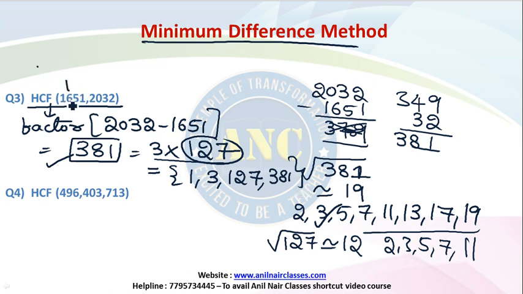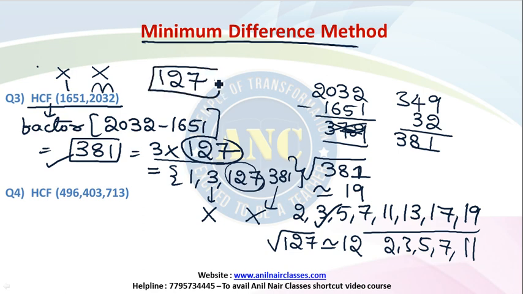Now check 1651: 1 plus 6, 7, 7 plus 5, 12, 12 plus 1, 13. This is not divisible by 3. For 2032: 2, 0, 3, 2, 2 plus 3, 5, 5 plus 2, 7. 7 is not divisible by 3. If two numbers are not divisible by 3, it cannot be divisible by 3. If number is not divisible by 3, how can it be divisible by 381? Answer for this question is 127.